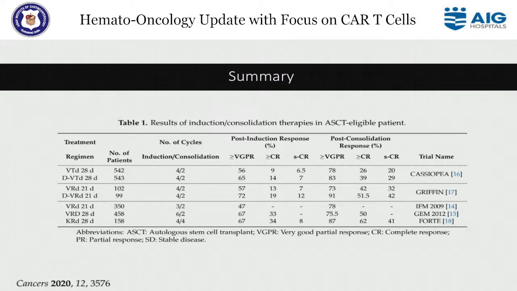This particular table shows the result of induction and consolidation therapies in autologous stem cell transplant eligible patients. And the role of consolidation therapy has also shown good result by adding a consolidation therapy post stem cell transplant, but none of us are using consolidation therapy in clinical practice post stem cell transplant. Post stem cell transplant, we are directly heading to the maintenance.